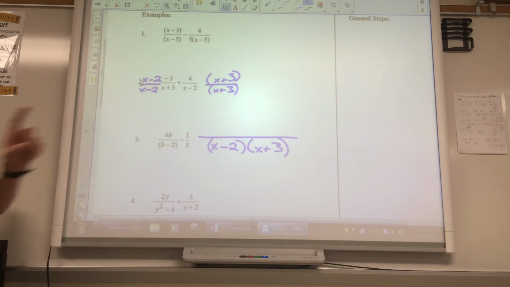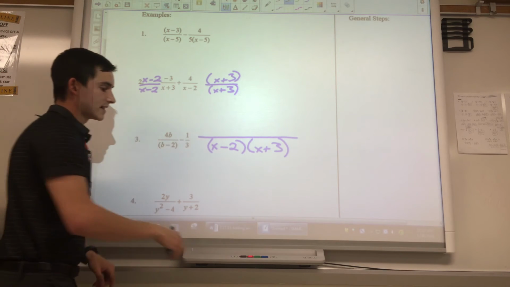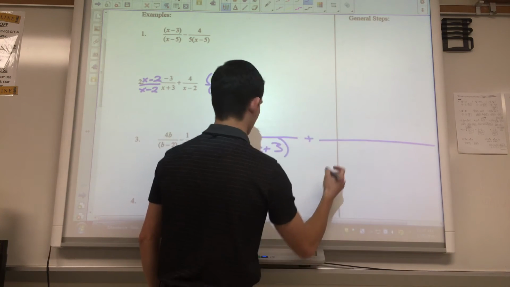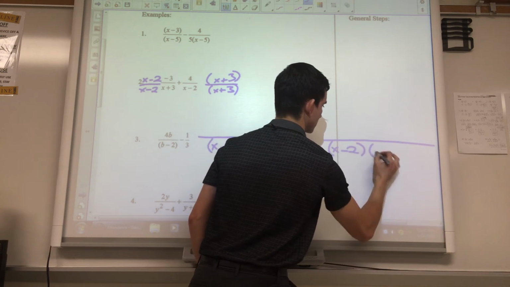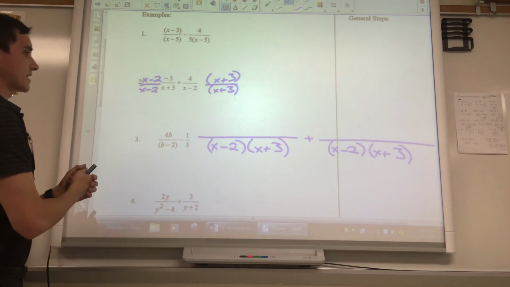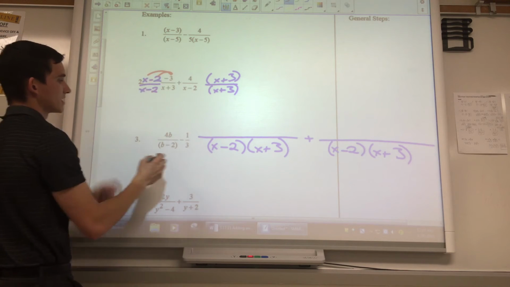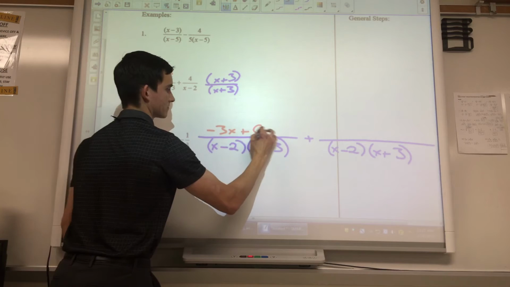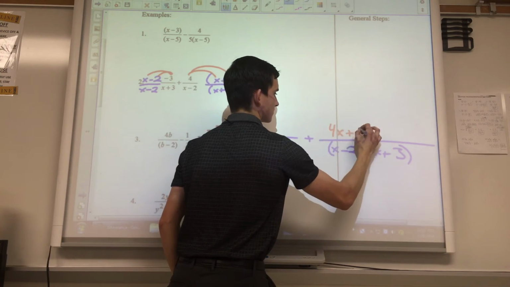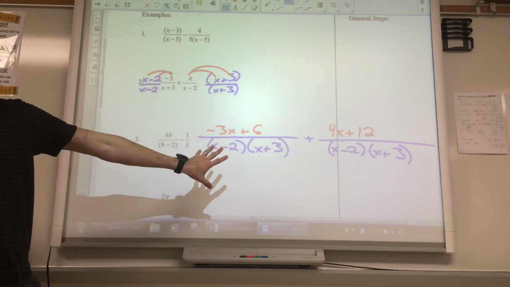Okay? Now, pay attention. This is the way I think about it, by the way. You could write it like this. You could very easily write two separate fractions, x minus 2 times x plus 3. Let's go ahead and do it this way real quick. So what you're going to end up having is this distributed. So that's negative 3x plus 6. This one's going to be 4x plus 12. Right? Y'all following that? Yes.